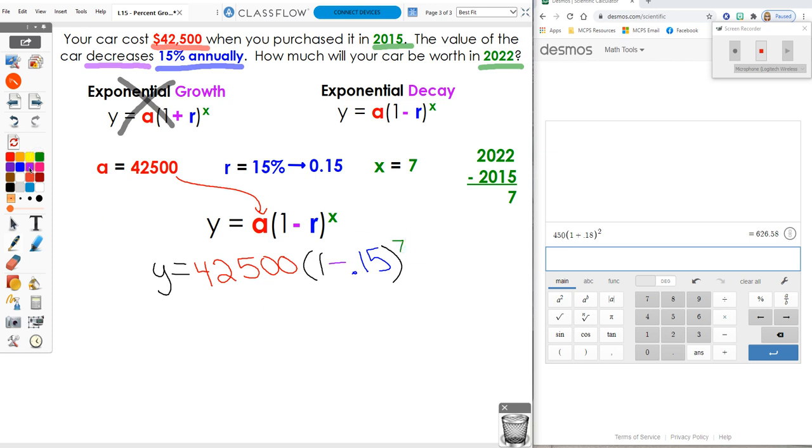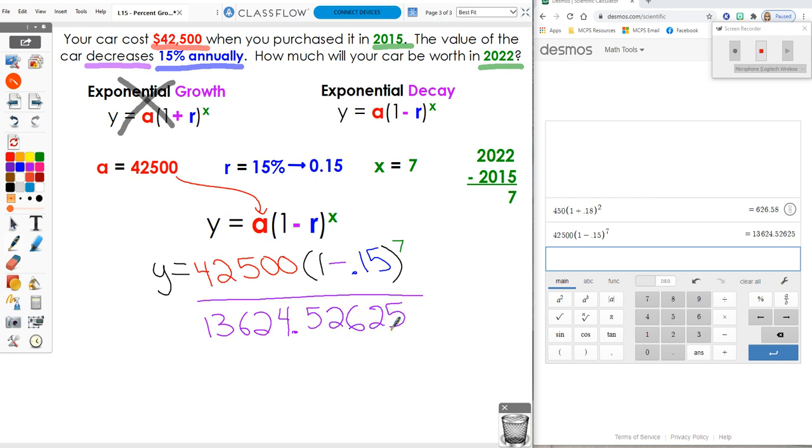And so now, to find this out, I'm going to take this whole expression, plug it into my calculator. So $42,500 times 1 minus 0.15, close your parentheses, and raise it to the exponent 7. So right here, that button, 7, hit enter. Now, check out this answer. Crazy answer. We've got 13,624.52625. Okay, this is money.